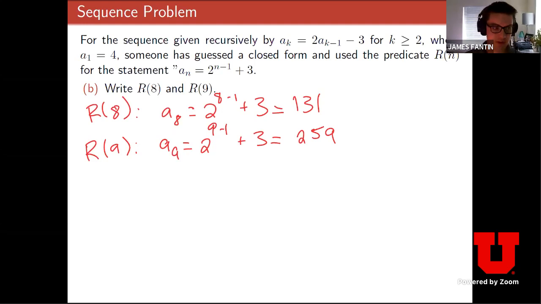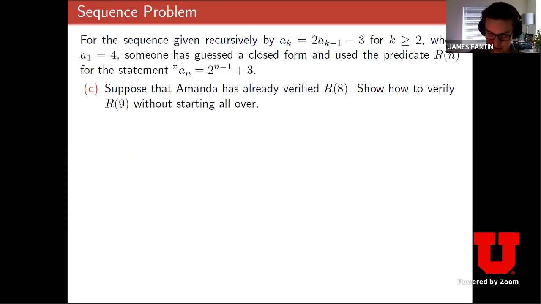And then what we want to do is use these 2 values that we've got for a8 and for a9 in order to see how we can verify whether or not a9 is correct. Here we suppose that we've already verified the value for a8. Then we want to see how we could verify that a9 is the correct value without starting all the way from a sub 1, a sub 2, a sub 3, et cetera. So does anybody have any ideas for this one, either in chat or just by raising your hand?